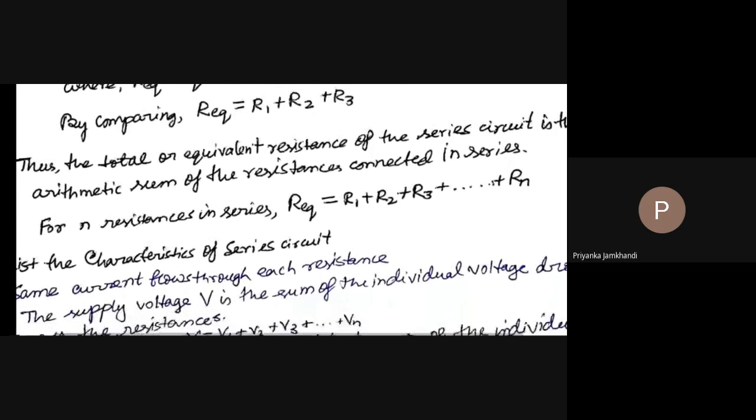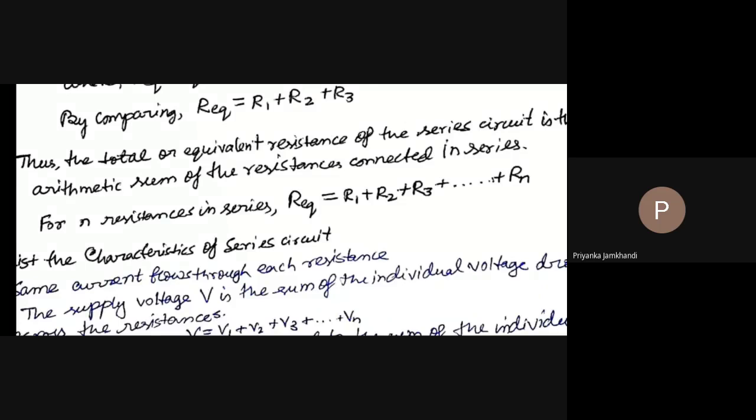So whenever there is a series connection of resistances, we will write Req equals R1 plus R2 plus R3. Or for n number of resistances, we can write Req equals this value. Whatever the number of resistances, if they are in series, back to back, then we add up the resistances. It is the arithmetic sum of the resistances connected in series.